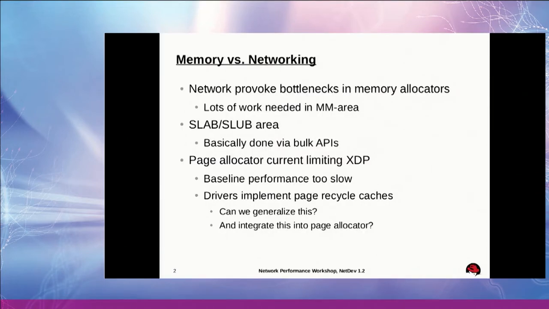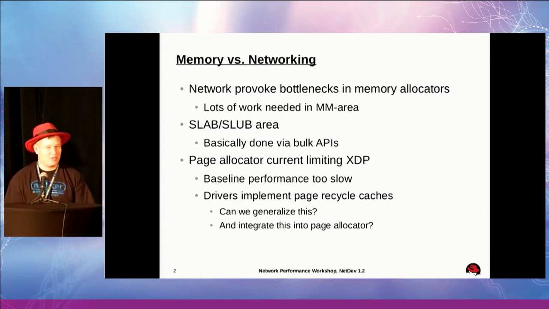Yeah, it worked. So what we're seeing is the fun thing of networking provoking bottlenecks in the memory allocator. As Alex already talked about, we try to avoid calling the memory allocator, but for allocating our SKB data structure, we do need it. And I would say it's basically done because I implemented the bulk APIs. So now the more fun stuff: I'm playing with the page allocator. And we're seeing that it's currently limiting our new cool feature, XDP.